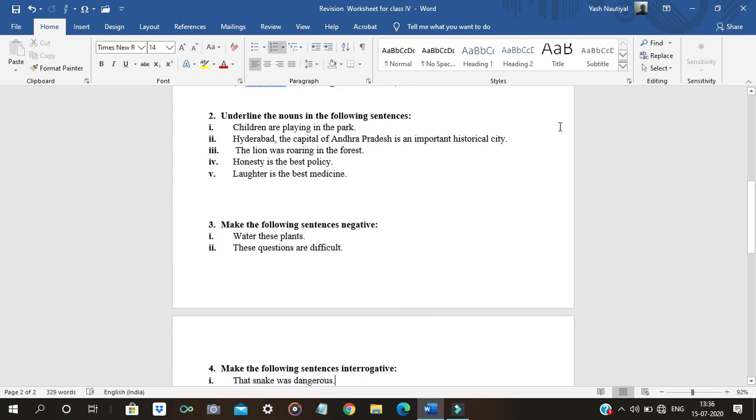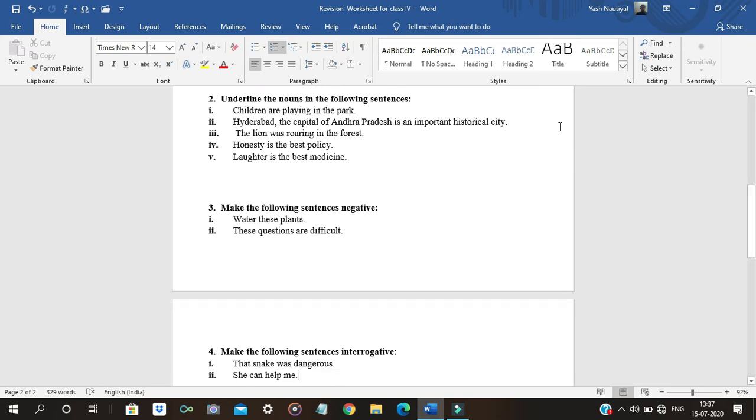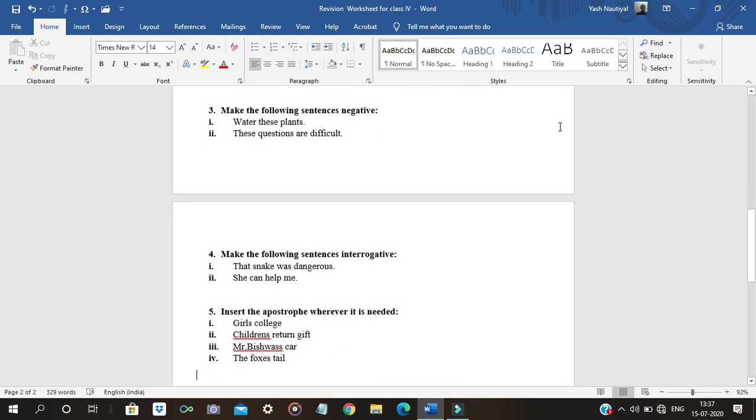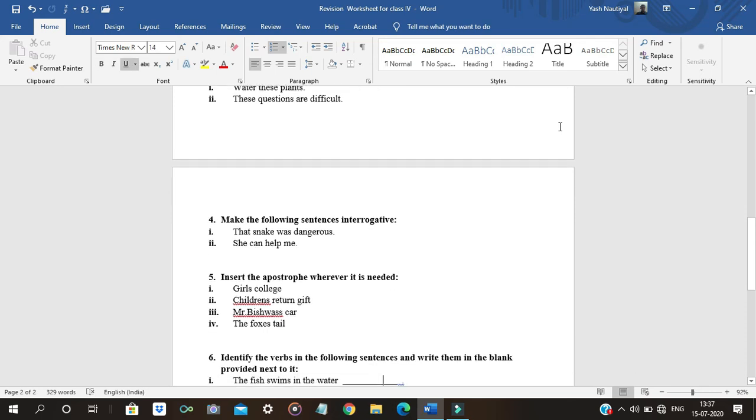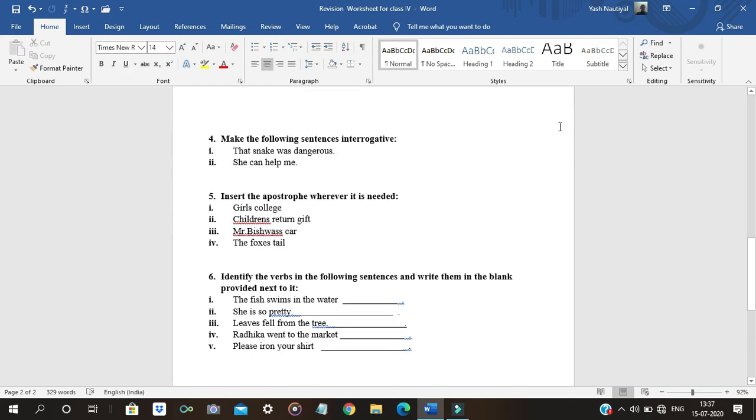Third one is: make the following sentences negative. So we have done sentences also. What are sentences? A group of words which makes complete sense is called a sentence. There are four kinds of sentences: affirmative, interrogative, imperative, and exclamatory. So you have to make negative sentences. You can make negative sentences by using not. Next, make the following sentences interrogative. Here, the verb will come first.